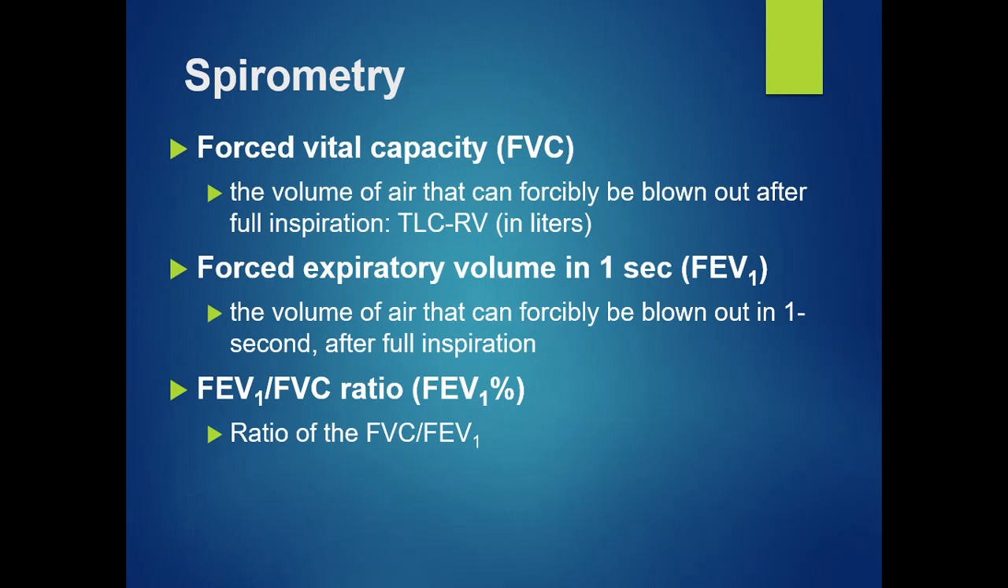The forced expiratory volume in the first second: when we do this forced vital capacity maneuver, the volume that is exhaled in the first 1 second is called FEV1, and it's important to identify patients with obstructive lung disease. And the ratio of the FEV1 and FVC is a percentage ratio that should be helpful to identify patients with obstructive lung disease.